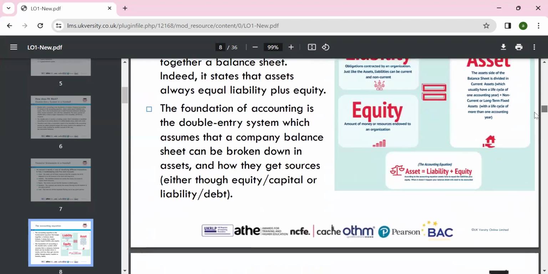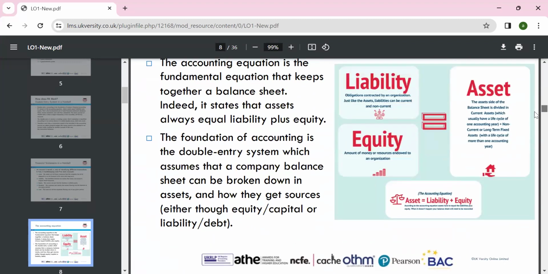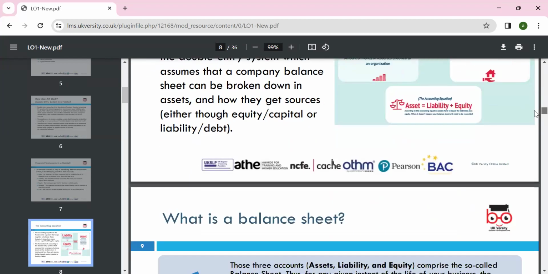Assets go on the debit side, liabilities go on the credit side, and equity goes on the credit side. So all assets should be equal to liabilities and equity. And when we have assets minus liabilities, we have net assets. So if you know the net asset figure, it means you know your equity figure. So that's really what we need to look at.